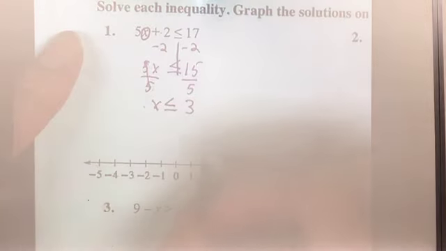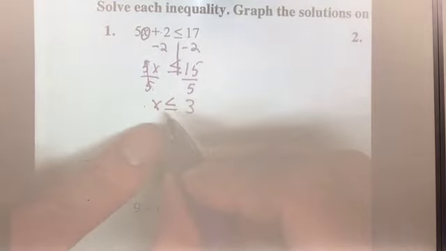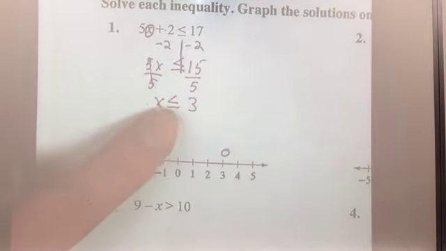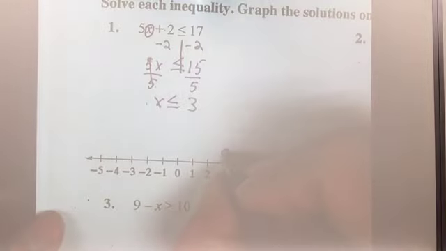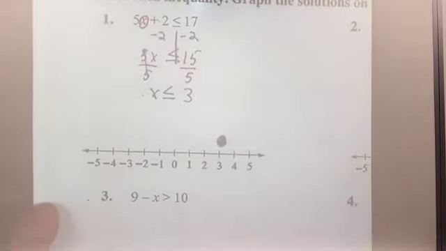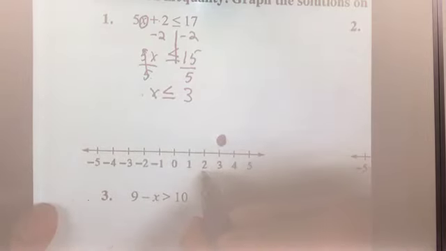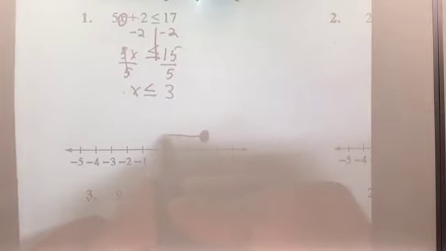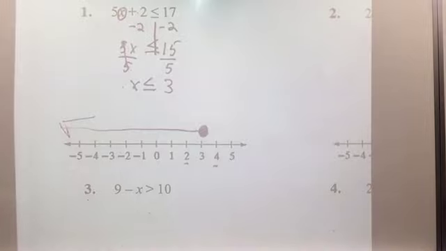So then I go down here. I find 1, 2, 3. I put my circle. Now, this has a line underneath it, which means equal to. So I'm going to fill in the circle. Make it a little bit bigger so I can really see it. Now it says x is less than 3. Well, what is less than 3? 2 or 4? Well, 2 is. So my arrow is going to go this way. All right, that is number one.